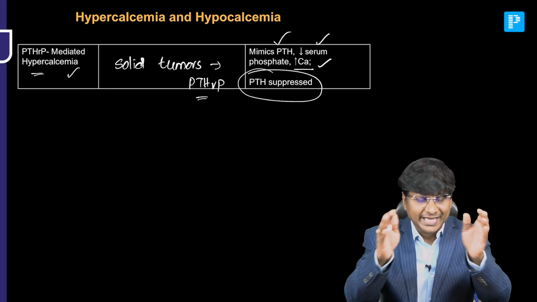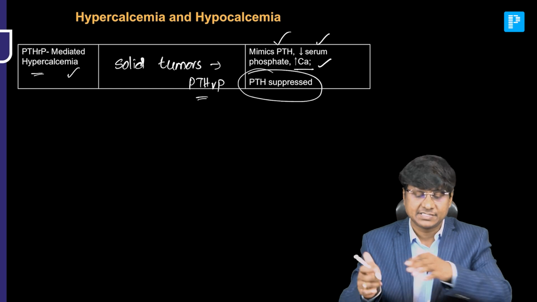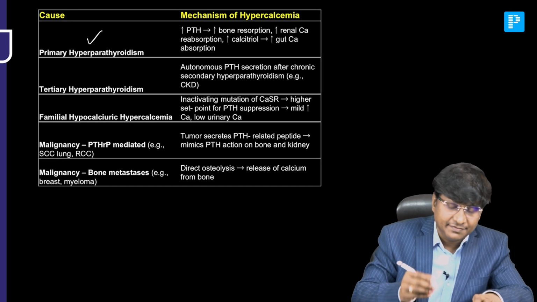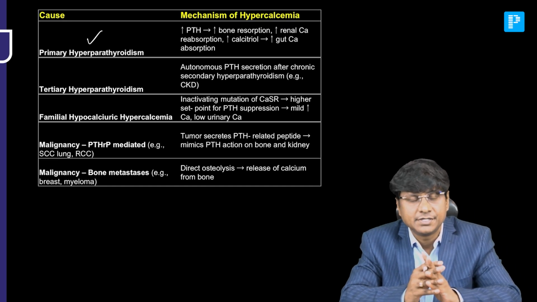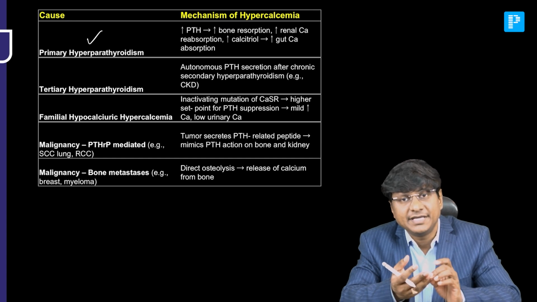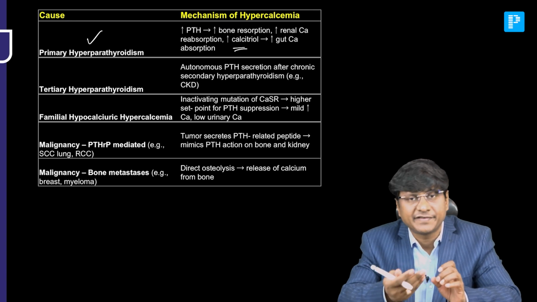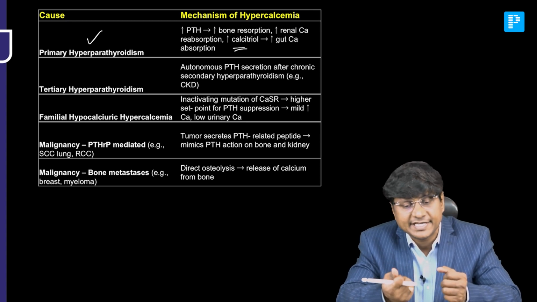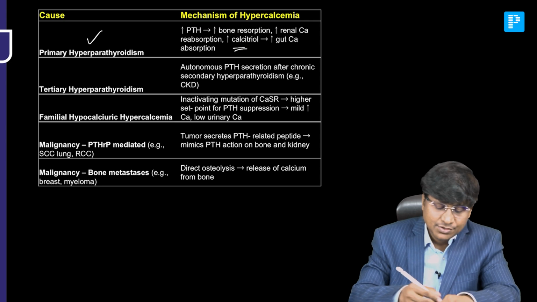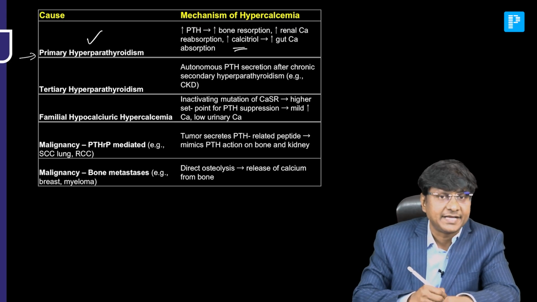Now, let me discuss the various causes of hypercalcemia and their mechanisms. One of the very important causes that we were discussing was primary hyperparathyroidism. In primary hyperparathyroidism, there will be increased bone resorption, increased renal absorption of calcium, and increased synthesis of calcitriol, and that will increase calcium absorption across the gut as well. That is what you observe in case of primary hyperparathyroidism.